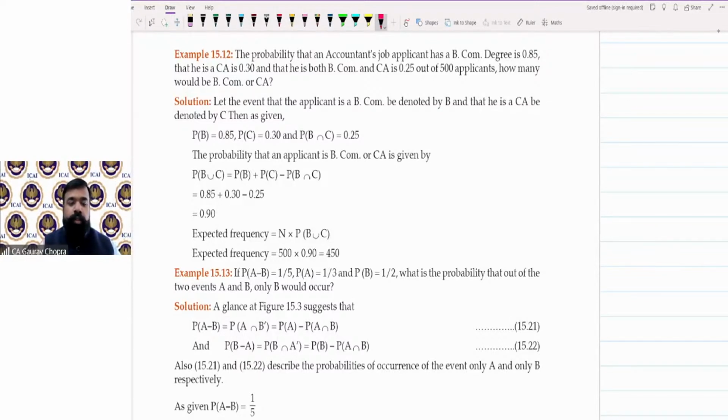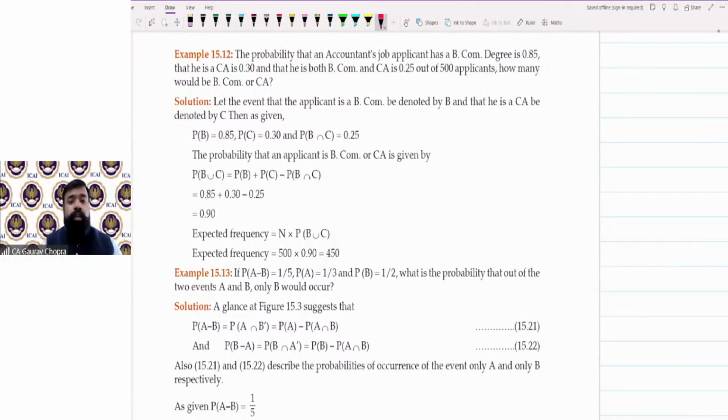So, let us continue with the topic. Example number 15.12 we have to start today. In the last session, we had completed the addition rule and multiplication rule. So in short, you have to remember when the addition rule is used and when the multiplication rule is used.